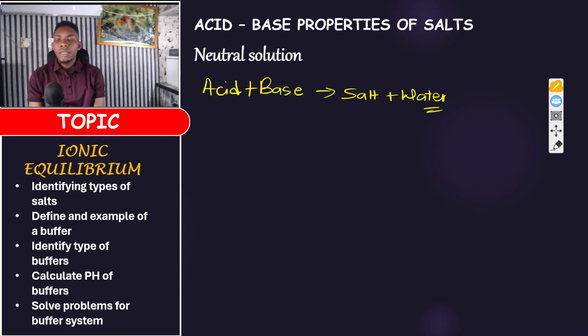Alright guys, so in this lecture we are going to focus on the acid-base properties of salts. Under the acid-base properties of salt, we are going to be identifying the types of salt. We are going to define and give examples of buffer, identify the types of buffer, calculate the pH of buffer, and then solve problems for buffer systems.